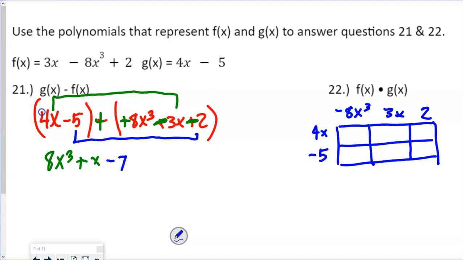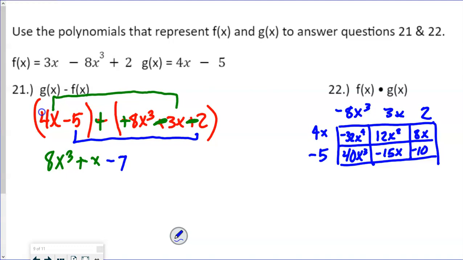So 4x times negative 8x to the third is going to be negative 32x to the fourth, right? Then 3x times 4x is 12x squared. Then 2 times 4x is 8x. Then we got negative 5 times negative 8. That's going to be 40x to the third, right? 3x times negative 5 is negative 15x. And then we got negative 5 times 2, which is negative 10.